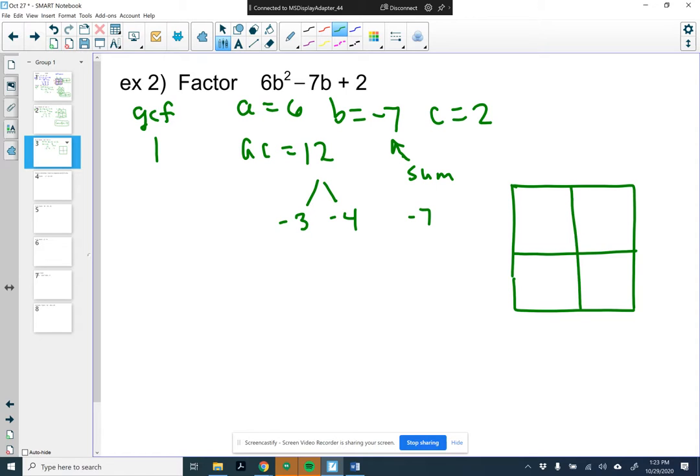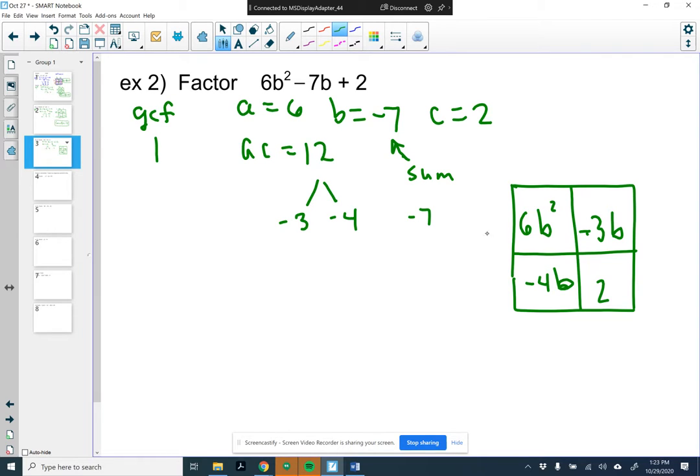All right, create the table. 6b squared and 2. First term gets first square, last term gets last square. Middle term gets split into two pieces, -3b, -4b, which add up to the -7b.